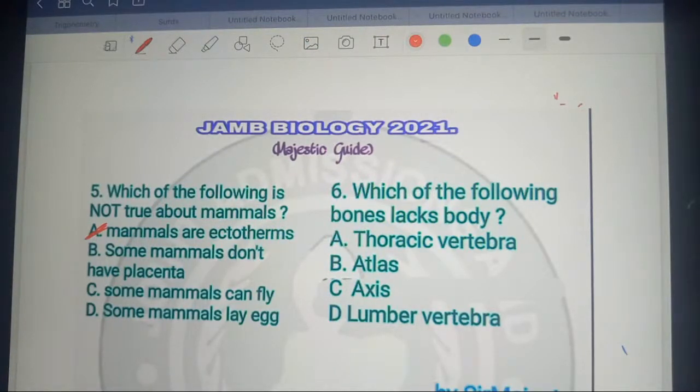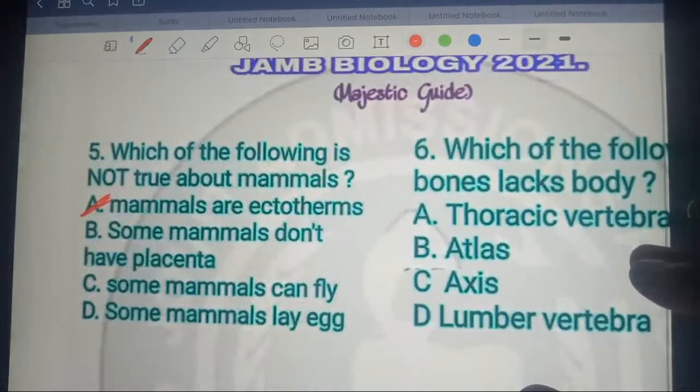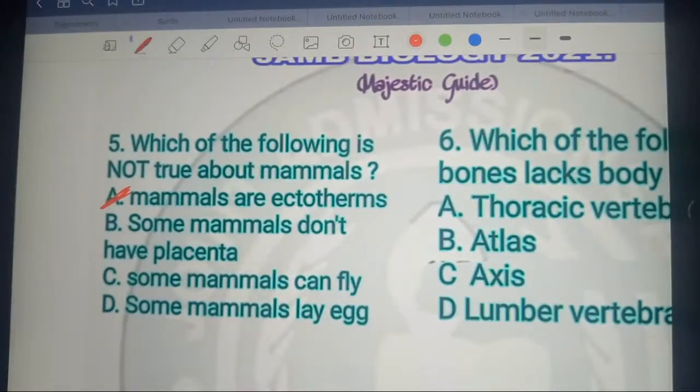Of course, some mammals don't have placenta, and those mammals without placenta, they exist, and they are the ones we call the marsupials, like the kangaroo. They don't have placenta. Then option C says some mammals can fly. Of course, some mammals can fly. The Chiroptera, like the bats, can fly. Then some mammals lay egg. Yes, we have egg-laying mammals known as monotremes. Good examples are the duck-billed platypus and spiny anteater.